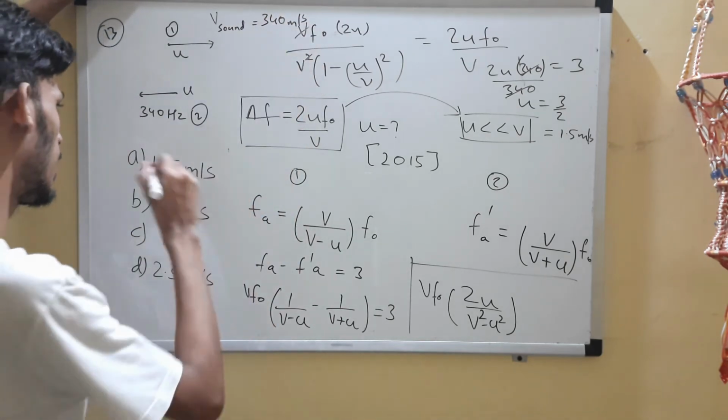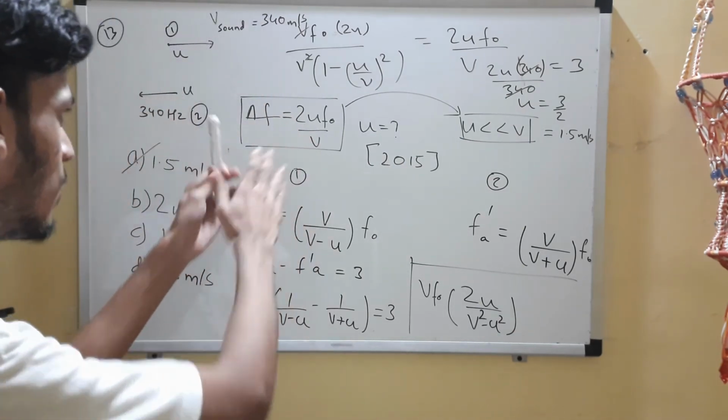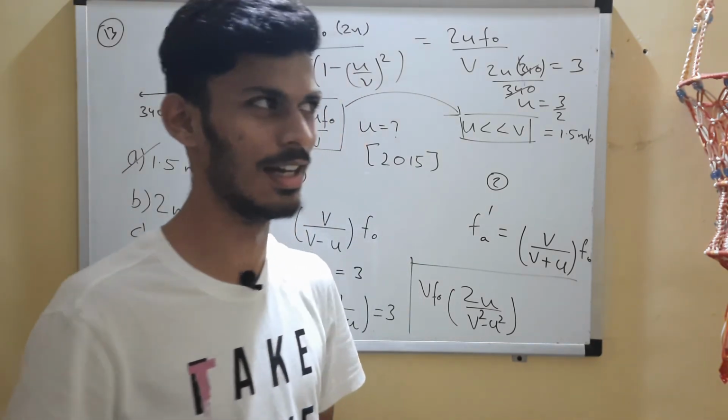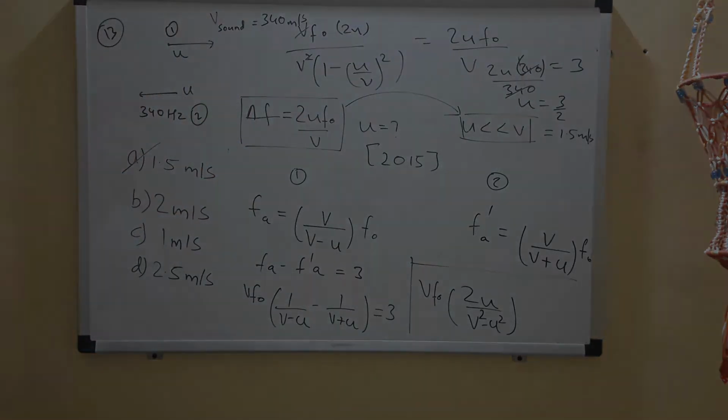Okay, so the correct answer is option A. Over to the next question. Note down this formula that delta F is 2u F naught by V. We are going to use it in the next few questions. Okay, let's move to the next set of questions now.